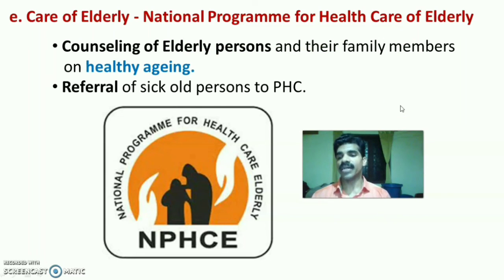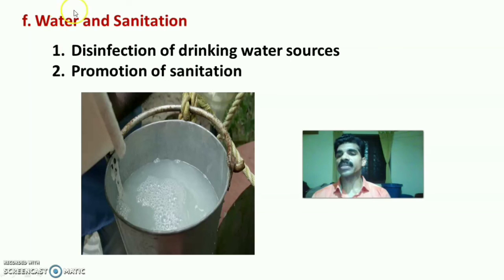The last one is safe water and sanitation. This is another desirable service of the subcenter, that is water and basic sanitation to the area where the subcenter belongs. That includes disinfection of the drinking water source or disinfection of the well, or chlorination of the well. Then promotion of sanitation, that is basic sanitation in the environment of the community where the subcenter belongs. So these are the 6 important desirable services of subcenter under Indian Public Health Standards, that is 2012 revised.